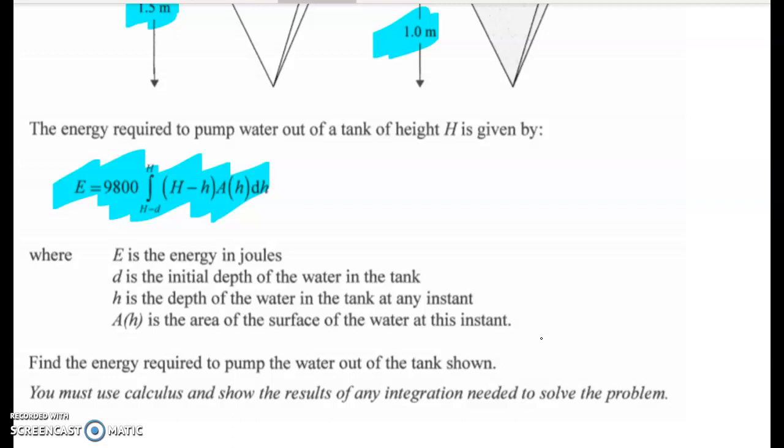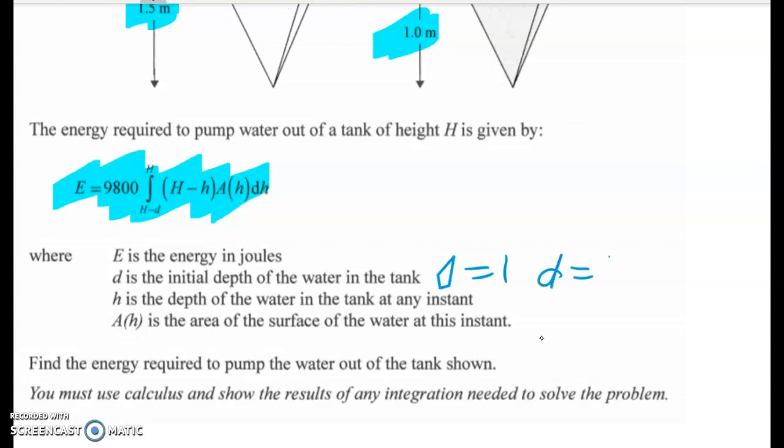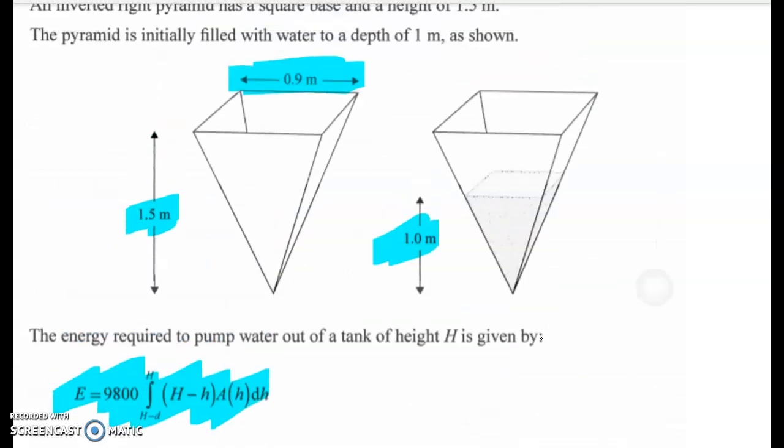So the initial depth of water in the tank we're given as 1 metre, so D is equal to 1. h is my variable. That's how deep the water is at any instant. And then we have to figure out when the depth is h, what is the surface area of the water. Now you can see that the surface area will be a square. So what we have to ask is, how wide will it be at any particular level. So you can see that here it's a ratio of 0.9 to 1.5.